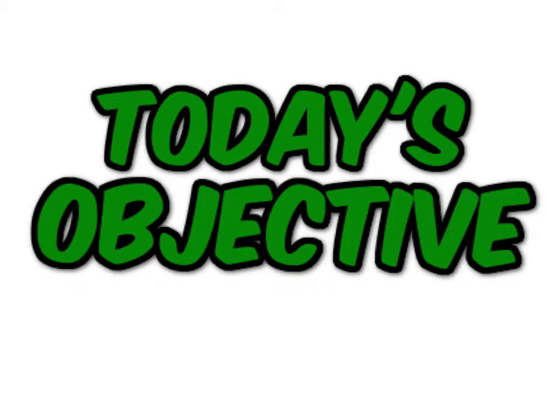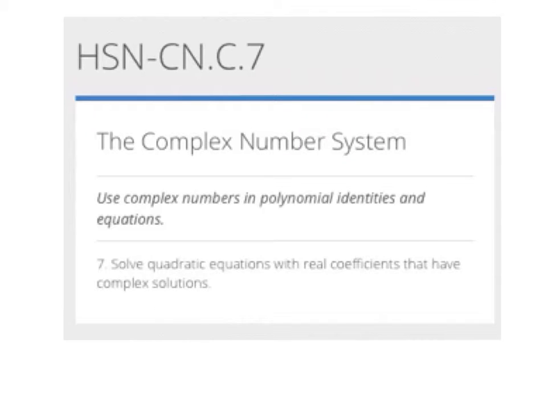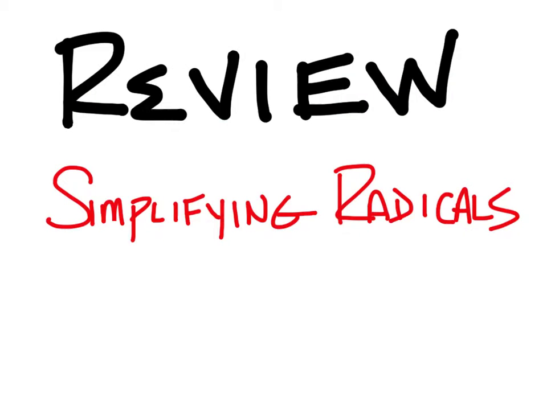Today's objective, we're still in the complex number system, and use complex numbers in polynomial identities and equations. And what we're doing is solving quadratic equations with real coefficients that have complex solutions. So here's a review of simplifying radicals.